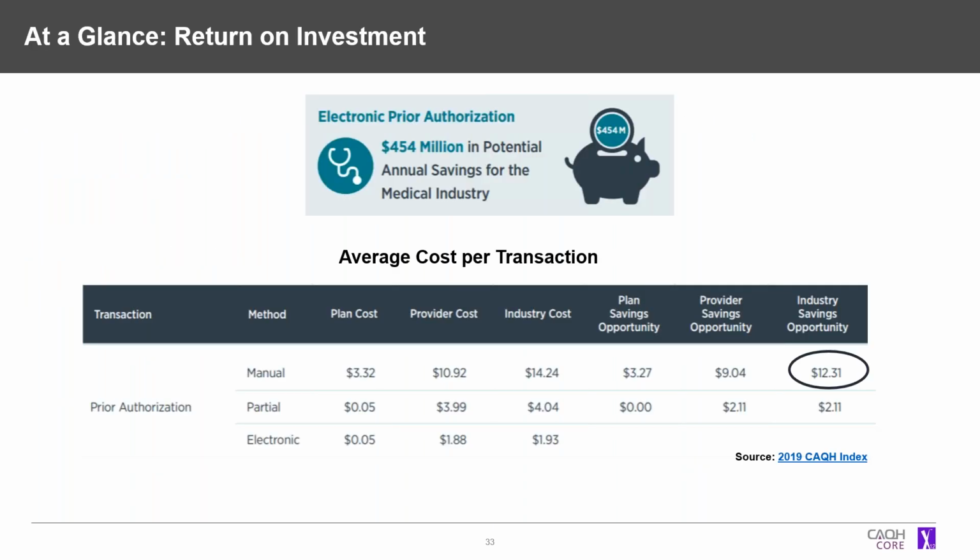And again, April mentioned through our CAQH Index that we studied not only the volumes that come through and how they're transmitted, but we also do a cost savings opportunity checklist as well. So basically, the entire industry can save over $450 million by migrating from a fully manual process to a fully electronic process. And both providers and health plans have this potential for savings. So I'll ask Bruce at Aetna what his perspective is on the return on investment and implementation of a fully automated process. Bruce?